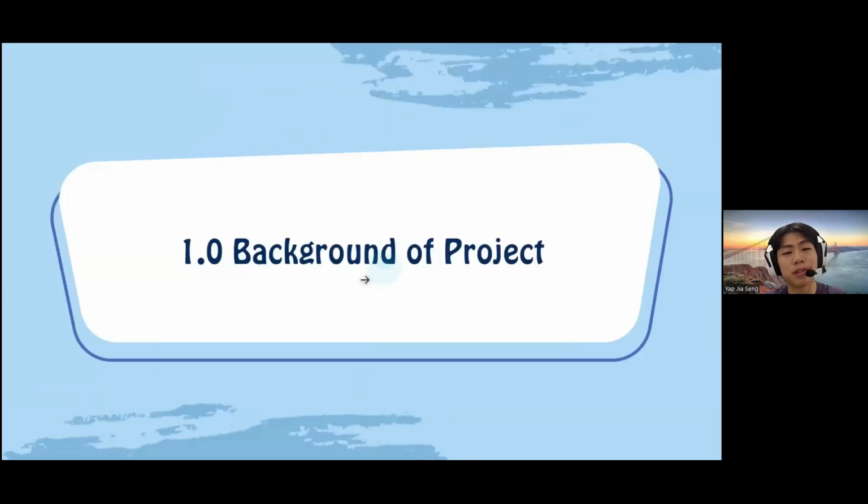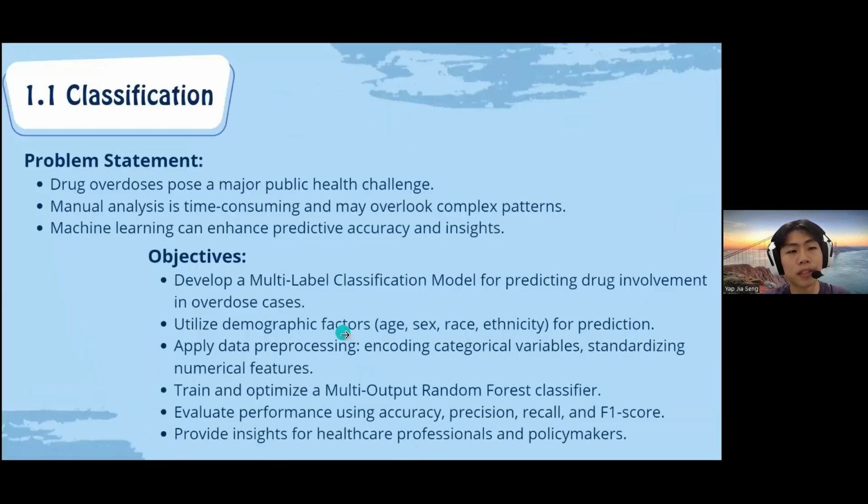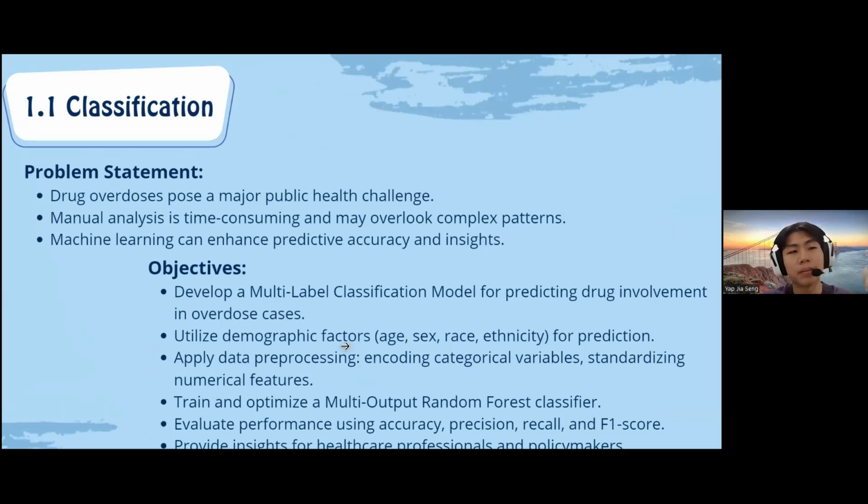And first, I will introduce the background of our project to you. For the first problem statement, we are going to focus on classification. Is drug overdose a global public health challenge? Manual analysis is time-consuming and may overlook complex relationships. Machine learning enhances predictive accuracy and insight.